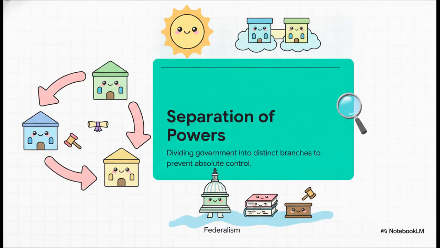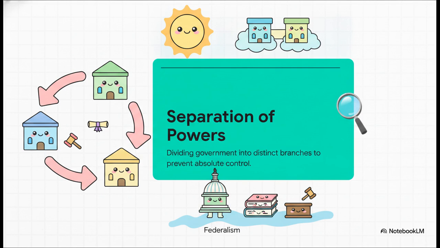Now, before we look at the specific branches they built during that convention, we've got to understand the absolute core design principle here, the separation of powers. The framers engineered a structural system that divided the government into distinct branches. Why? To prevent any single entity from gaining absolute control. It's brilliant. And this works right alongside federalism, which is just the splitting of power between the national government and the individual states, and a bicameral legislature.